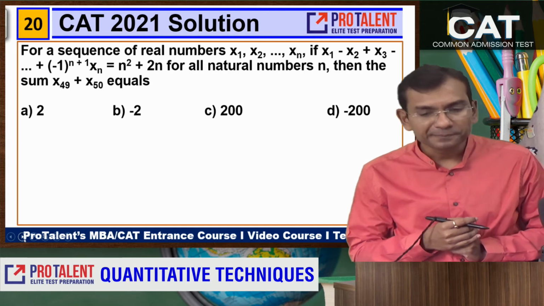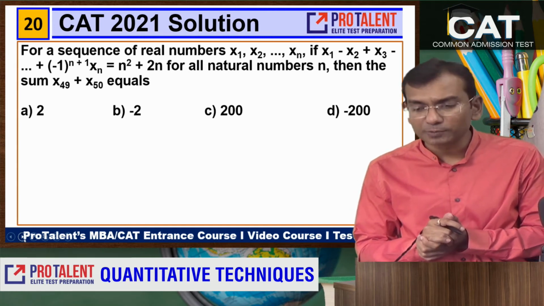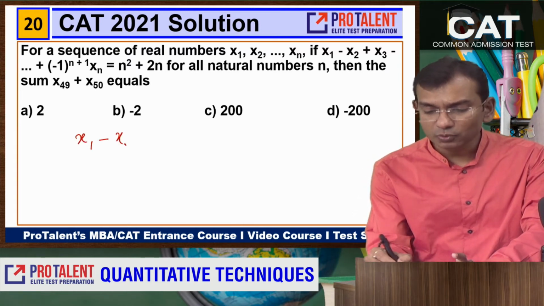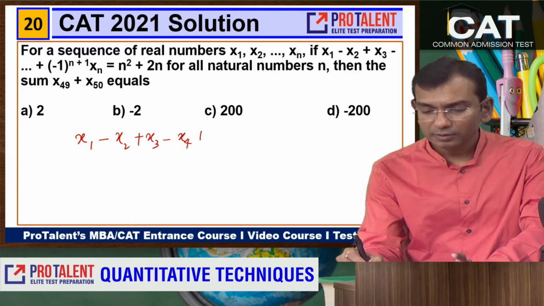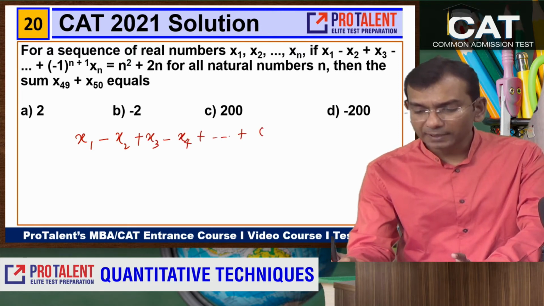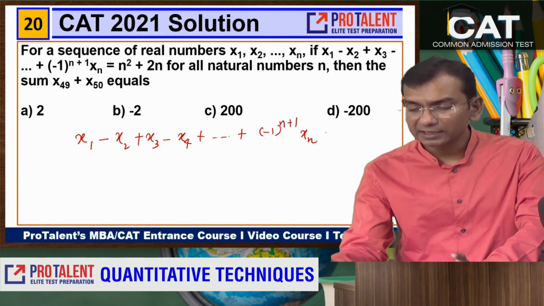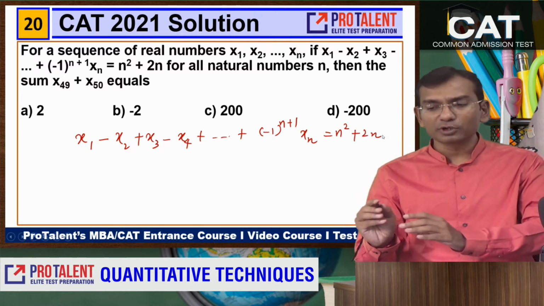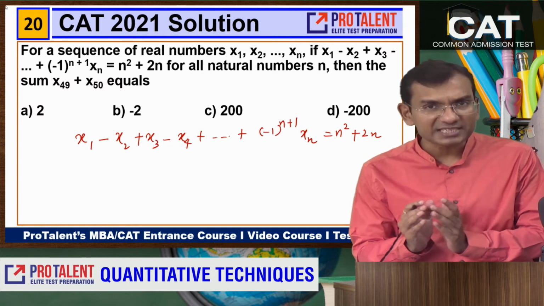Question number 20. In a sequence of real numbers x1, x2, x3 up to xn, if x1 minus x2 plus x3 minus x4 up to minus 1 to the power n plus 1 xn is given as n square plus 2n for all natural numbers n, then what is the sum of x49 plus x50?